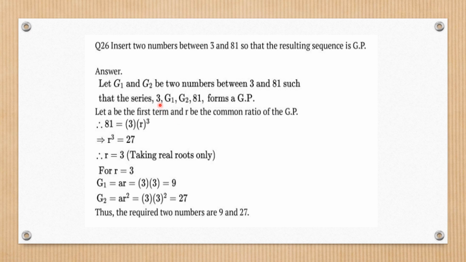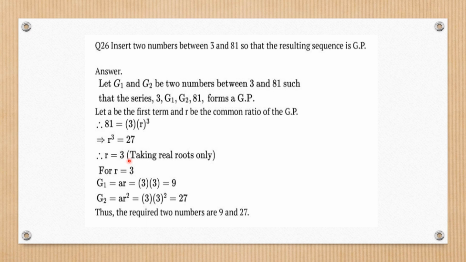Okay, this is the second term, this is the third, and this is the fourth. So it is very much clear that your fourth term is 81. Fourth term means it is AR cube, it is 81, and the value of A is 3. So from here I can get R cube is 27, where R is equal to 3. Okay, R is equal to 3.